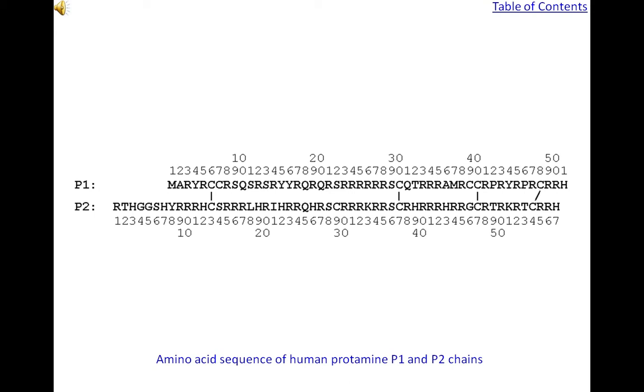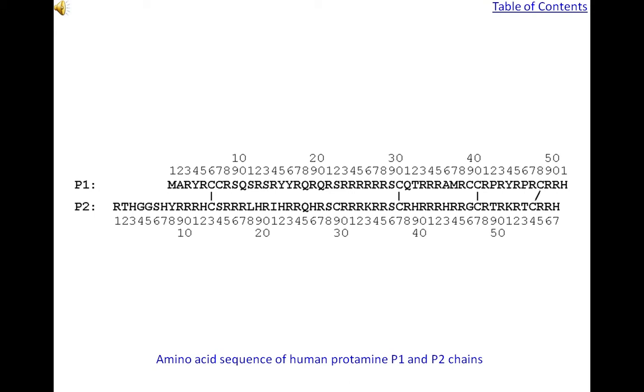We start with amino acid sequence. Human protamine has 2 chains called P1 and P2, with lengths of 51 and 57 amino acid residues respectively. Because the cysteine residues line up very precisely, whether it be human or any other protamine, it's impossible for me to doubt that P1 and P2 are a heterodimer linked together by disulfide bonds.